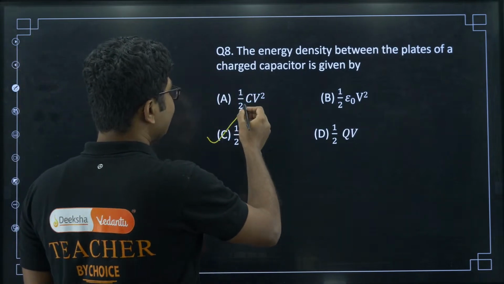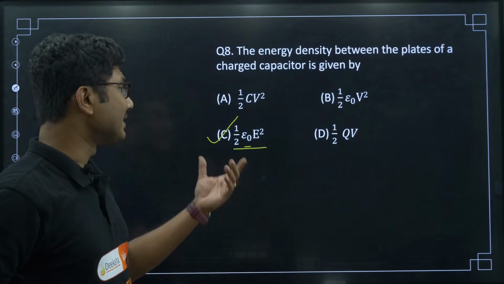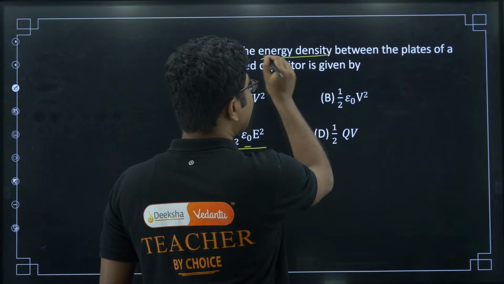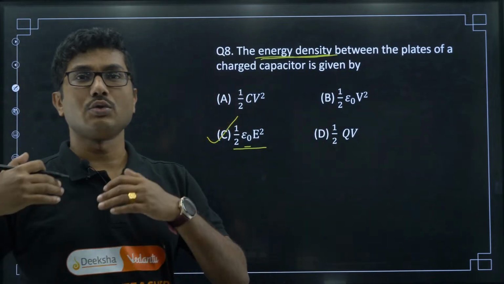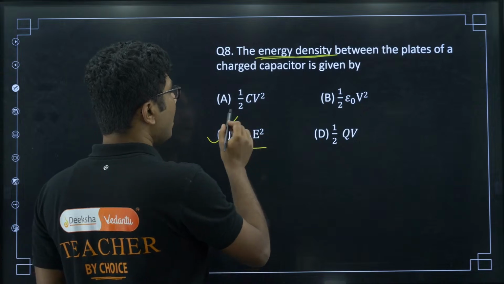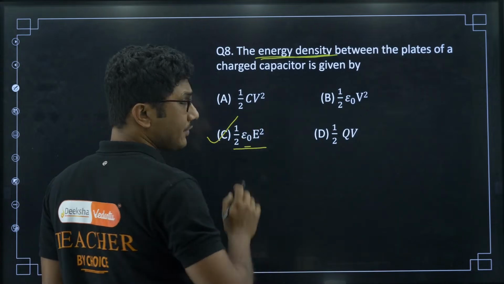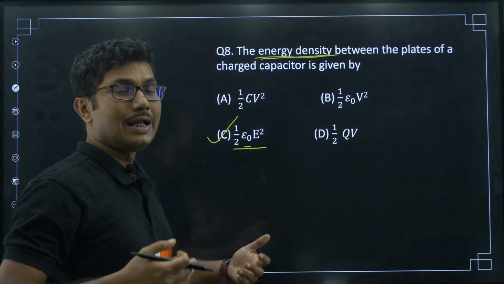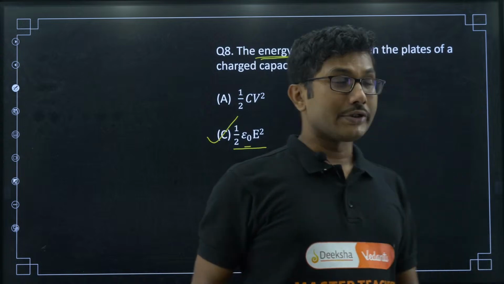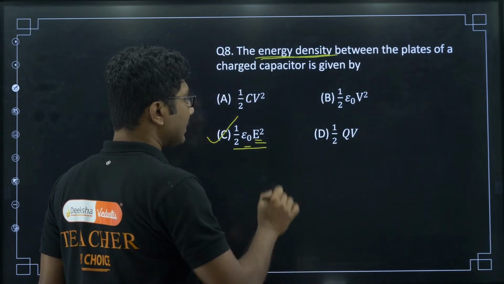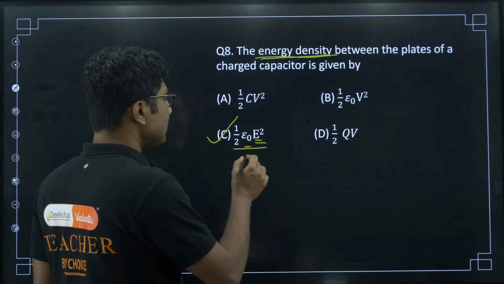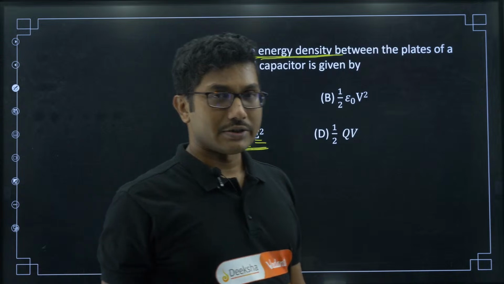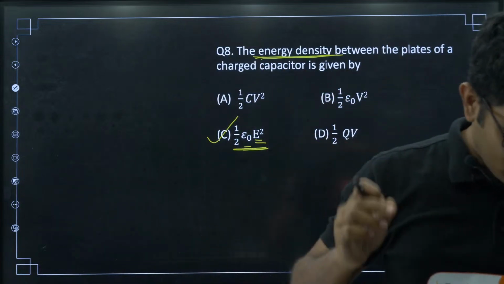The correct answer is half epsilon naught E square. This is the energy density. The question is about energy density, not energy stored. If it was about energy stored, then the correct answer would have been half C V square. Energy stored in a capacitor is half C V square. Energy per unit volume, which is stored in the form of electric field, is very important. So, energy stored per unit volume, that is energy density, is given by half epsilon naught E square. The derivation for that is given in your book.